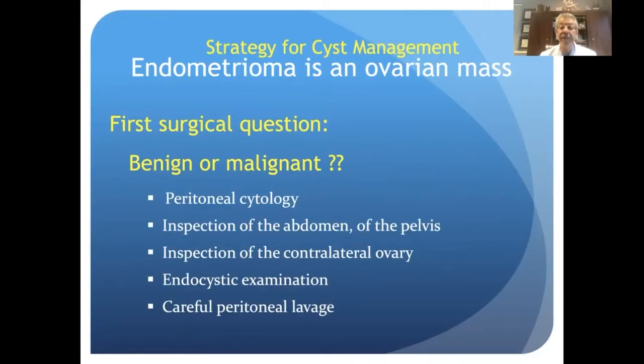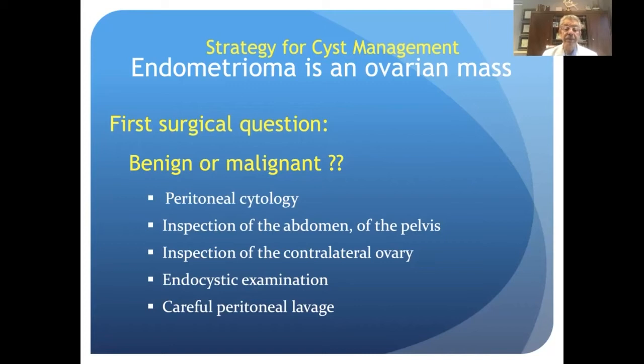So what is our strategy when we are managing the ovarian cyst? Although the statistics are low, and the chance of ovarian cancer in reproductive age with endometrioma is less than 4 in 1,000, which is from a paper we published in the early 90s, we treat it as if it could be cancer. Peritoneal cytology, inspection of the entire abdomen and pelvis, and the contralateral ovary.